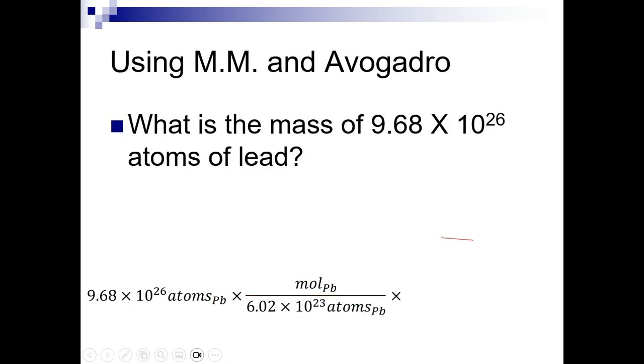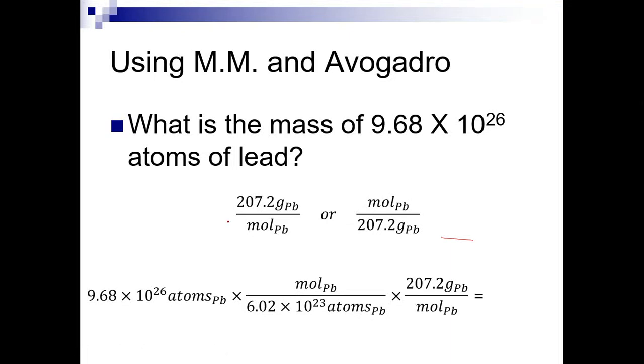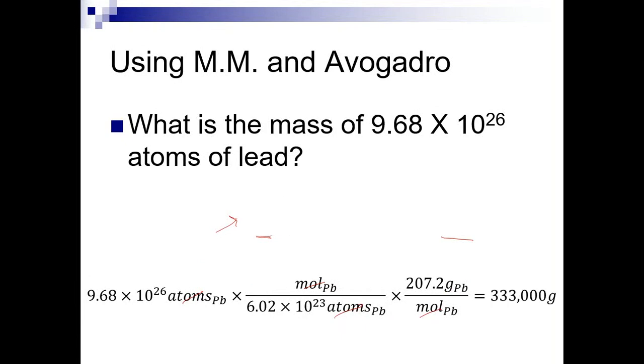So my next step is to look on the periodic table for the atomic mass of lead, which is 207.2 grams per mole, and determine which way to use it. And this time I'm going to use the first way, because I want to make sure that mole is in the bottom so that I can cancel my units. And I'm left with ultimately grams of lead. Put that into my handy dandy calculator and find that I have 333,000 grams of lead. That's an insane mass of lead.